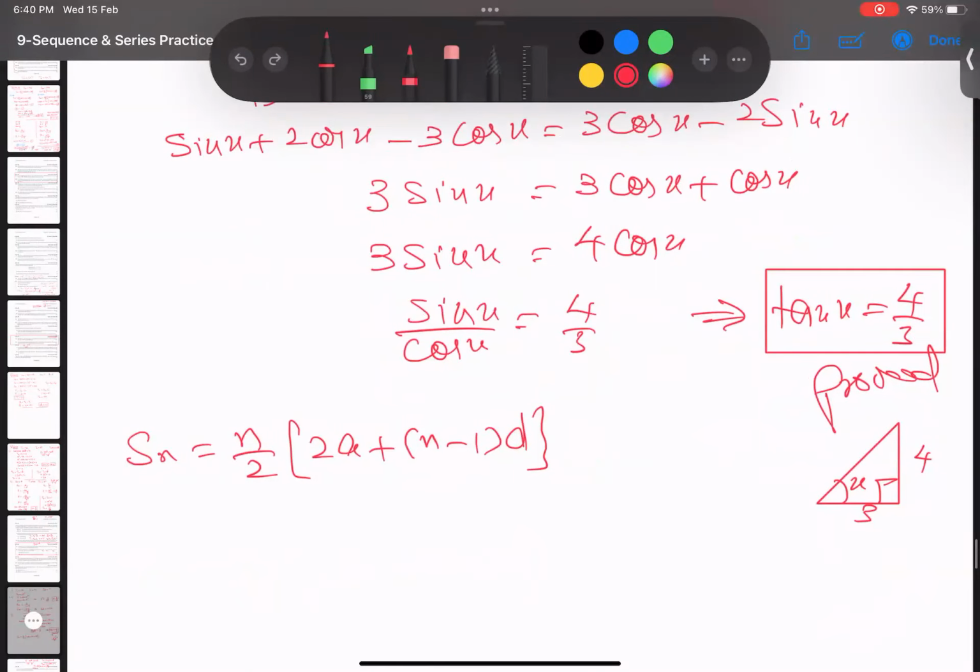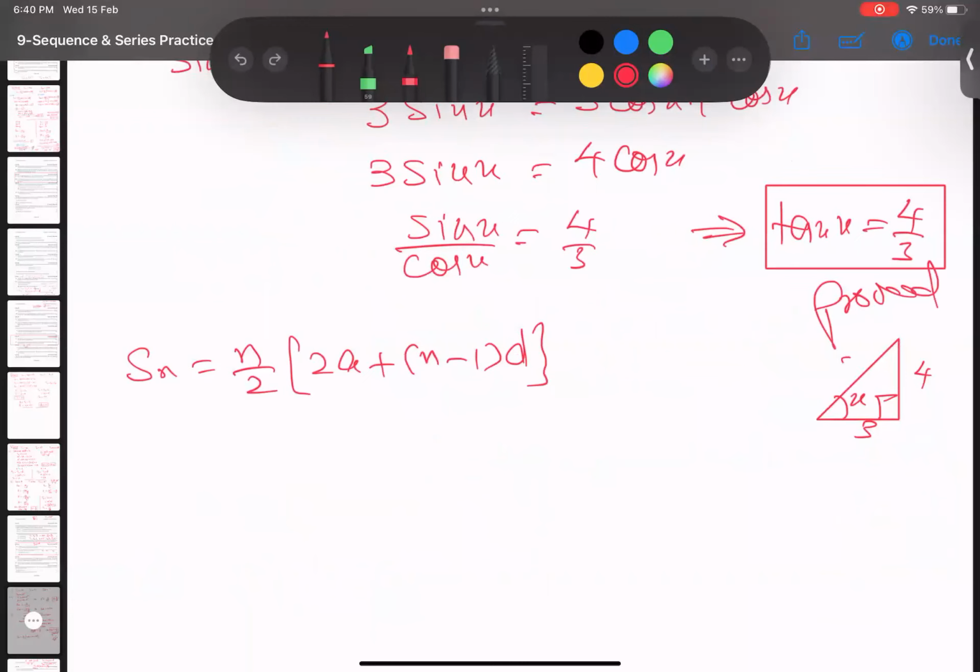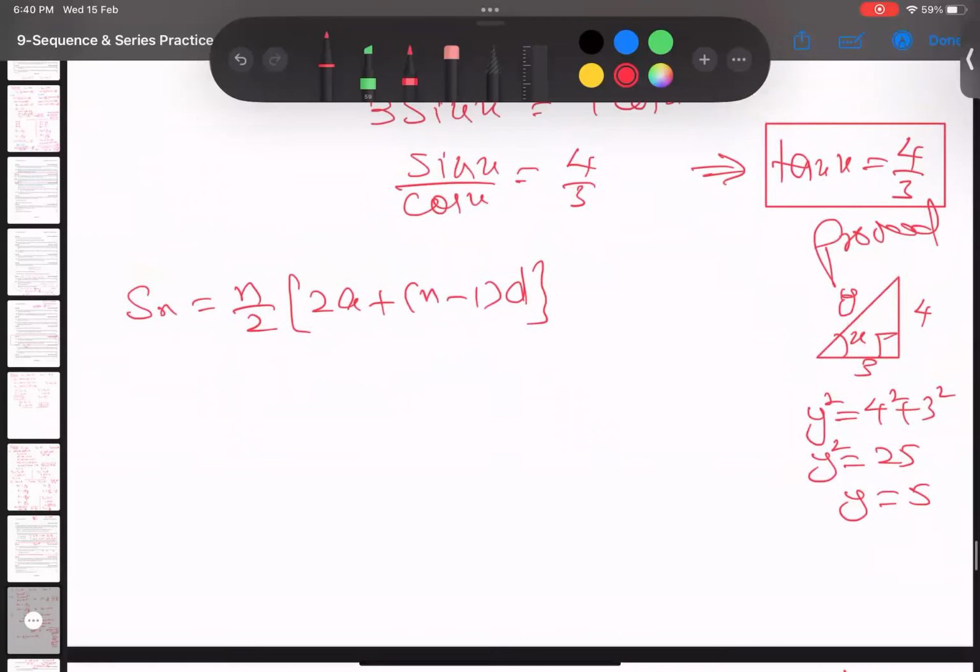the other way. So using the Pythagoras theorem, all of you know, for example, y to power 2 is equal to 4 square plus 3 square, 16 plus 9, 25, and y becomes 5. What is sine x value? So sine value is adjacent by hypotenuse. So 3 over 5.